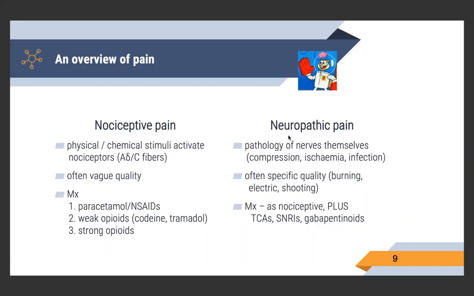And it's often quite vague and non-specific versus neuropathic pain, which is where something is going wrong with the nerves themselves. Usually they're getting compressed, they're getting ischemic, there's an infection, there's something wrong with the actual nerve. It's not the standard thing it was designed to do. And that's when patients give really specific descriptions, as you've seen on the wards, really vivid. It's burning, it's electric, it's shooting. It's like straight out of a comic book. And this often means that it's neuropathic.